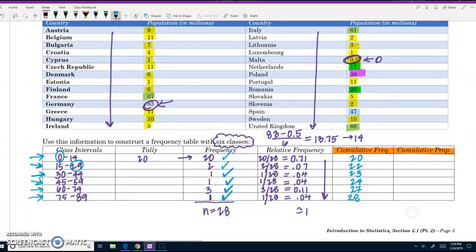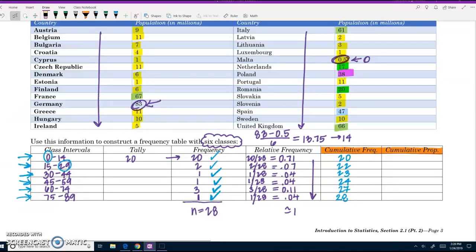So then your cumulative proportions here, again, you're just going to divide each of these cumulative frequencies by the total. So in this case, 28. So I'll have 20 over 28, 22 over 28, 23 over 28, 24 out of 28, 27 out of 28, and then 28 out of 28. So we want to go ahead and find those values when you divide in your calculator.